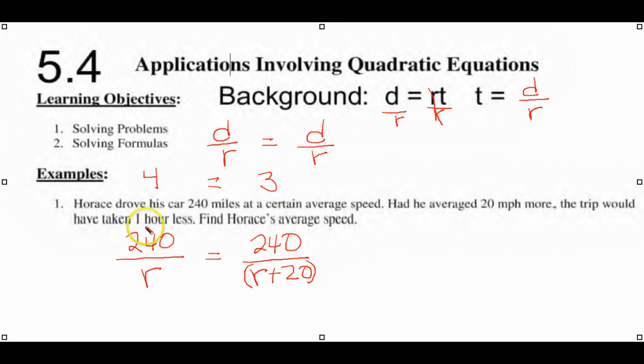Now it says 1 hour less if they went faster. So this is less time here. In order to get the times to equal each other, we'd have to add 1 hour to this time. So this is time, but it's less time. In order to get the hours to equal each other, we'd have to add 1 hour to this side. So for example 1, this is our problem. Now what we need to figure out here is how do we solve it? And that's what we're going to do.